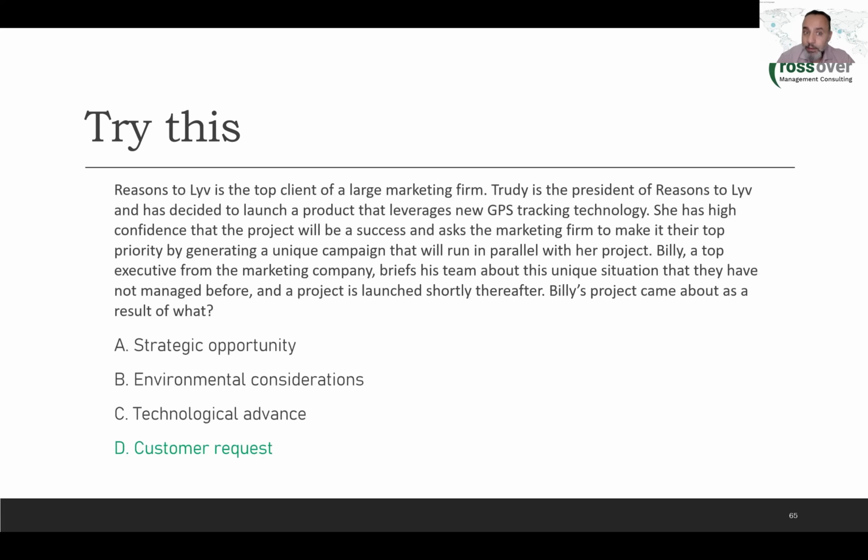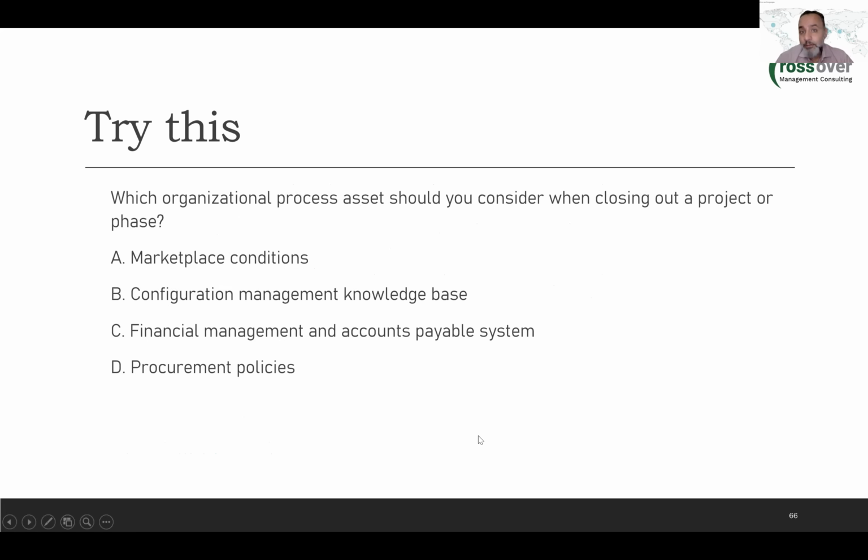If the question was about the first company, then we could have answered that it came about as a strategic opportunity maybe, or as a technological advance. But the question is not about the first company. The question is about the marketing firm, why they are doing this project, the marketing project, not the product development project. Okay? So you need to be very careful. You need to look for the right words, the key words. You need to understand what the question is asking about.